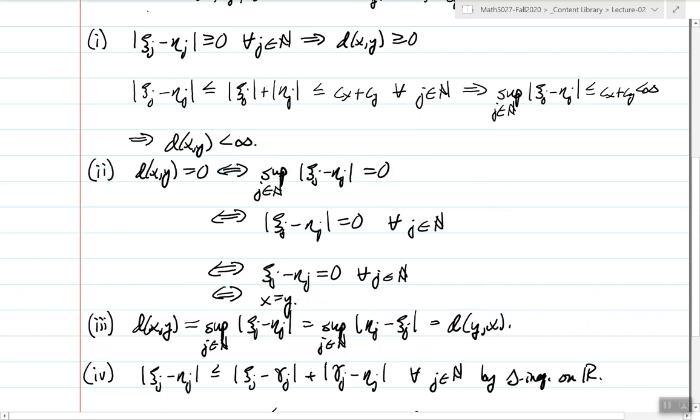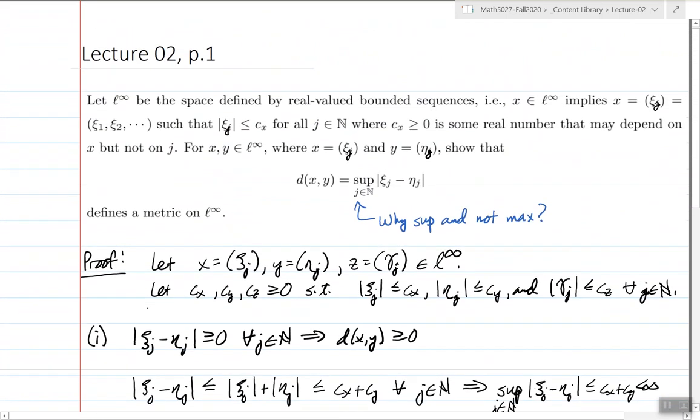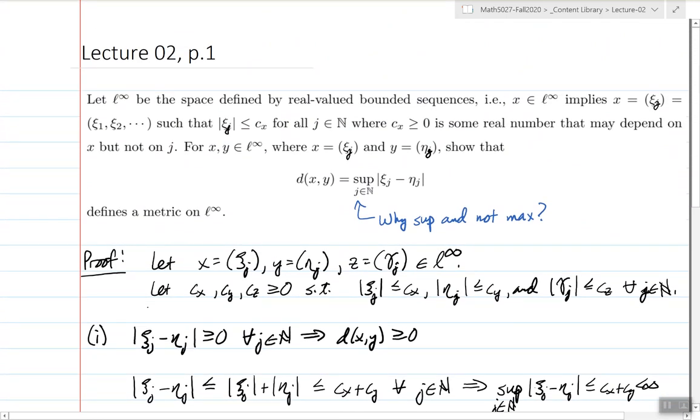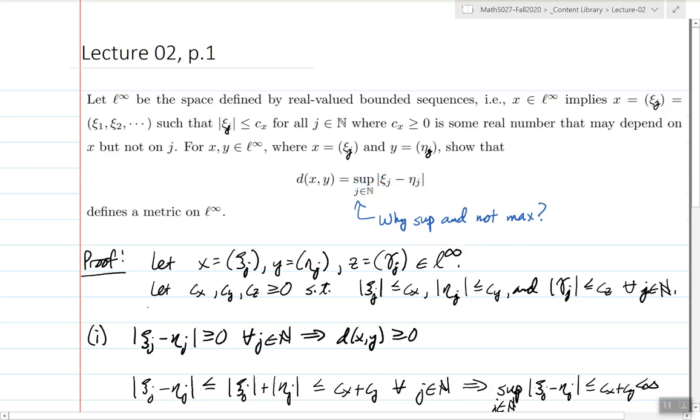And then you have to prove symmetry: d of xy is equal to d of yx. And then, of course, the triangle inequality, which is usually where a lot of the work is. Those are those 4 steps. So this is already written out for you. The purpose isn't to read through all the details. You can read through those here. I ask a question that we can talk about in class. Why is this function d defined as a sup instead of a max?